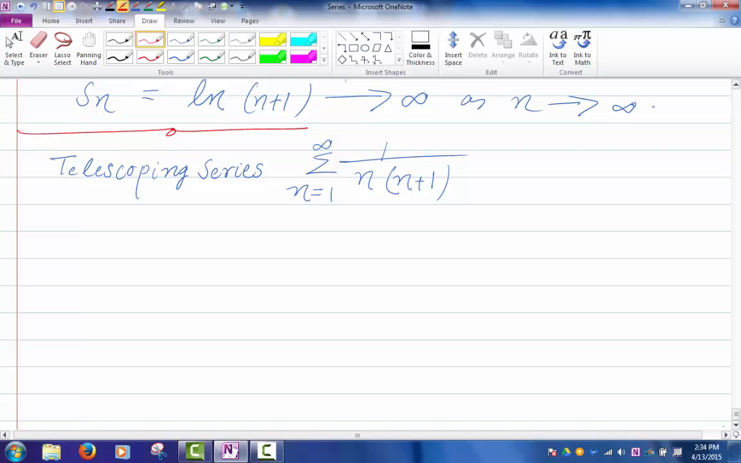How do I handle this series? Is this a geometric series? Obviously not, because I'm calling it a telescoping series. Remember, what's a geometric series? You have a common ratio. The ratio of any given term to its previous term is always constant, right? That's not the case here. It's not a geometric series. So what do I do with it?